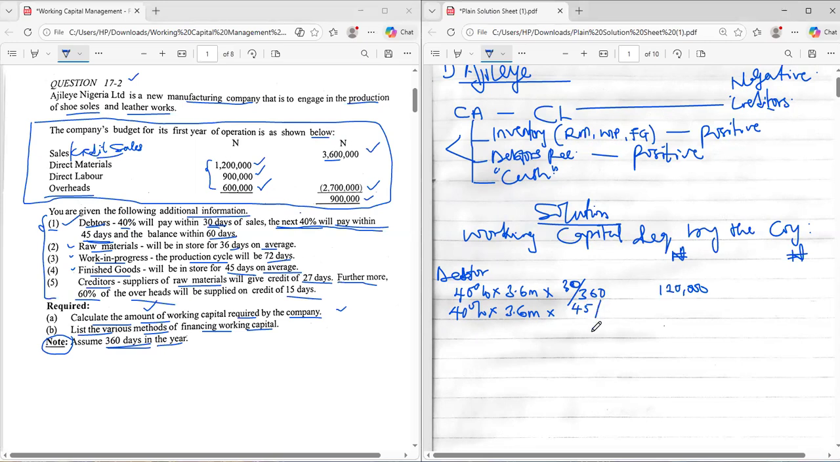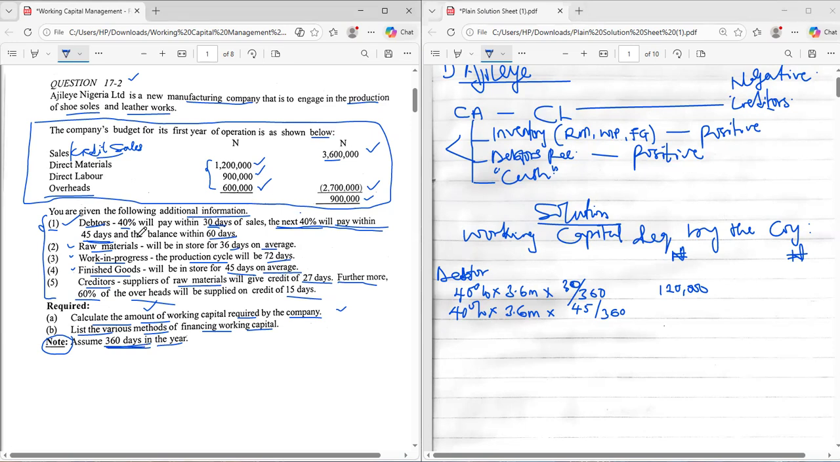Where do you get 330 from? It is 360. So you use the days. We pay within 45 days, so use the days 45 and divide it by the total days given to you in the question. If the question is silent, use 365 days. I've told my students this before.